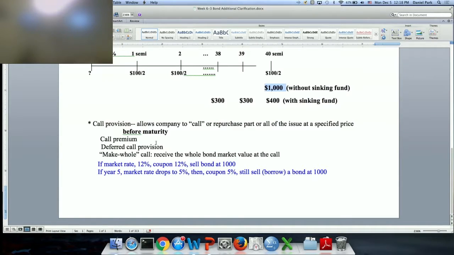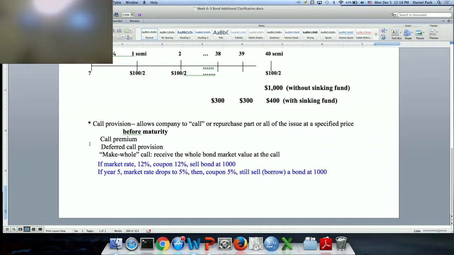Deferred call provision means the company tells the investors, this is a callable bond, meaning the company can terminate the bond earlier than maturity. But we will never call in one year or in 3 years. At least over 5 years later, we will call. If that's the condition, then we call that 5 years the deferred call period. In other words, investors don't need to worry about the company's call over the next 5 years. After 5 years, the company can call anytime.